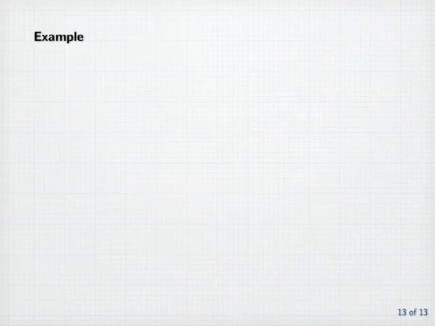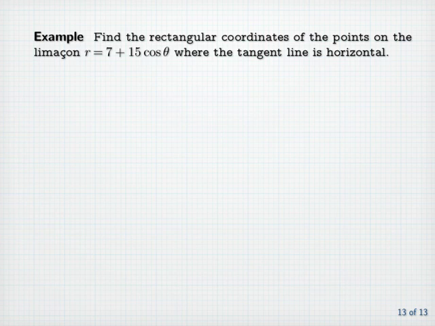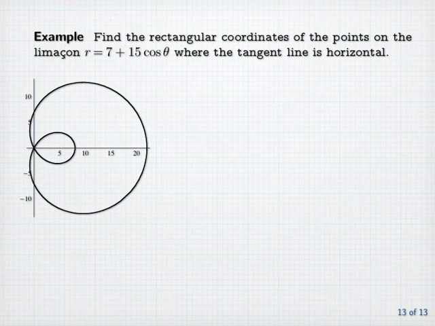One more example. Let's find the rectangular coordinates of the points on the limaçon r equals 7 plus 15 cosine θ, where the tangent line is horizontal. So again, we're dealing with a limaçon. This one is symmetric about the x-axis. Here are two of the points we're looking for. These have the same x-coordinates, and their y-coordinates are negatives of each other. There are also 2 points on the inner loop where the tangent line is horizontal. Again, those have the same x-coordinates, and their y-coordinates are negatives of each other.